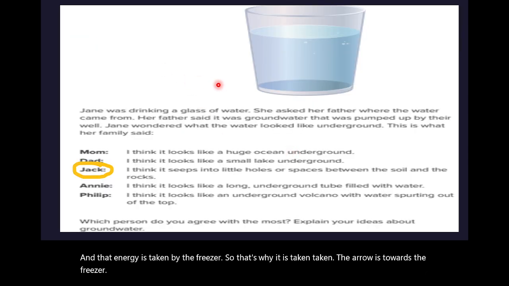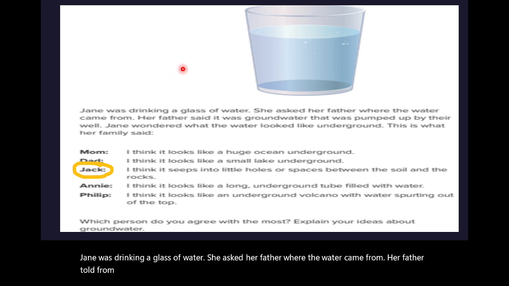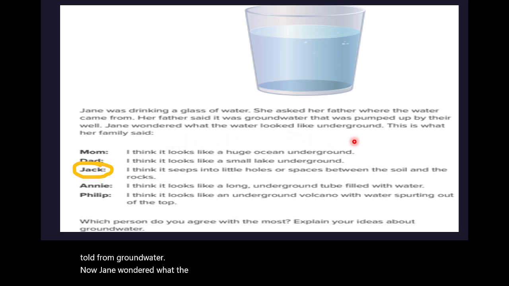Jane was drinking a glass of water. She asked her father where the water came from. Her father told her it came from groundwater. Now Jane wondered what the water looked like underground.